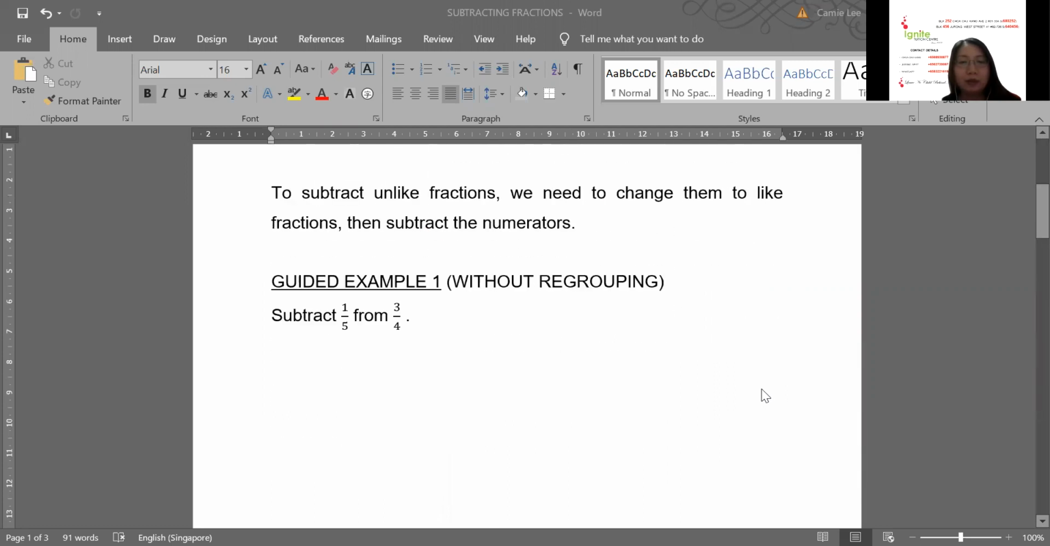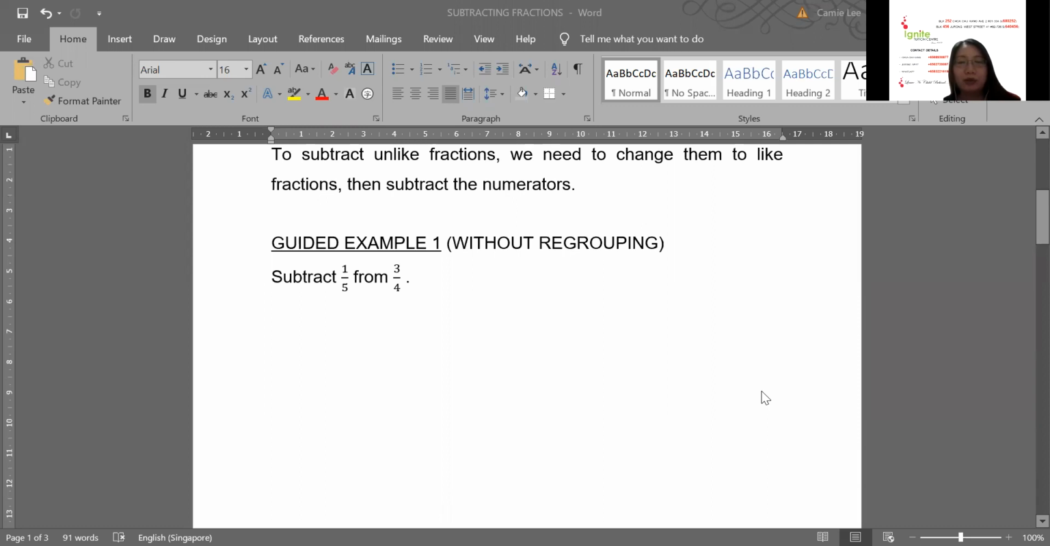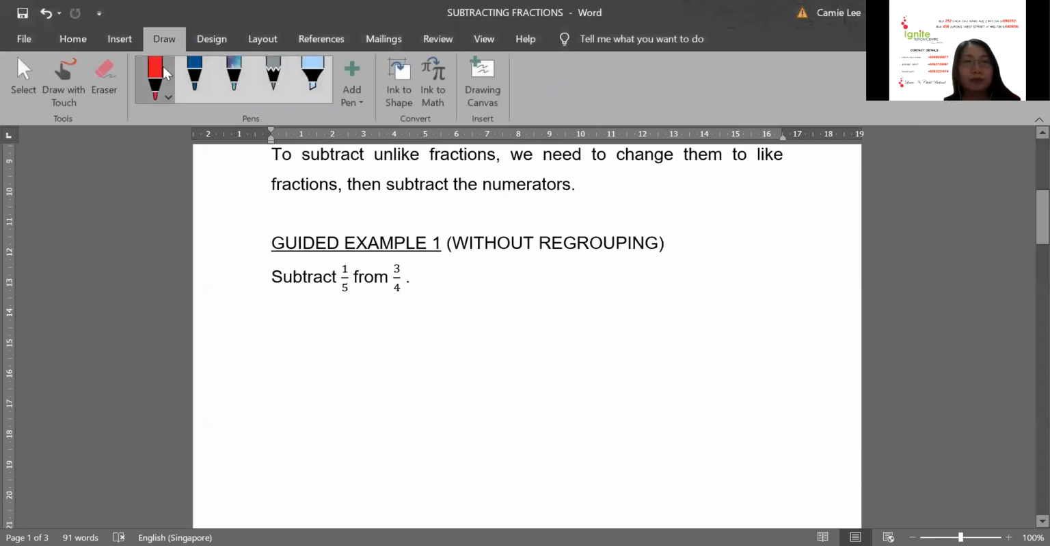Let's look at guided example 1. We do the one without regrouping first. Subtract 1 out of 5 from 3 out of 4. So 3 out of 4 goes first: 3 out of 4 minus 1 out of 5. Change the fractions to the same denominator. A common multiple of 4 and 5 is 20.